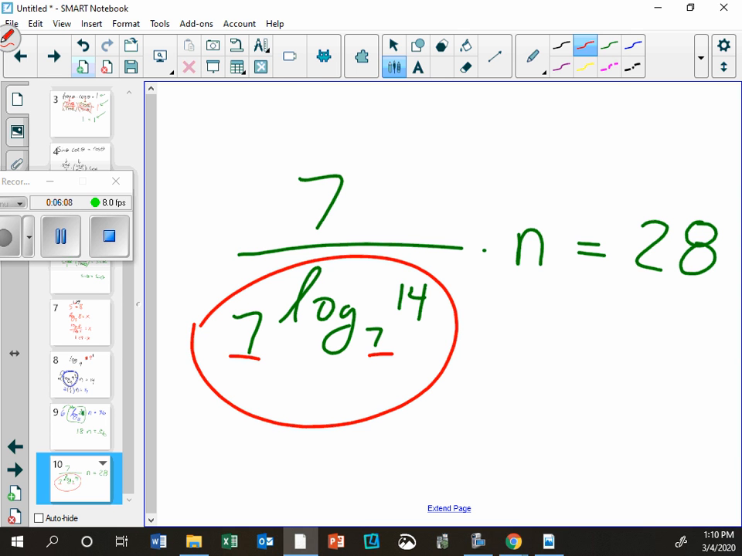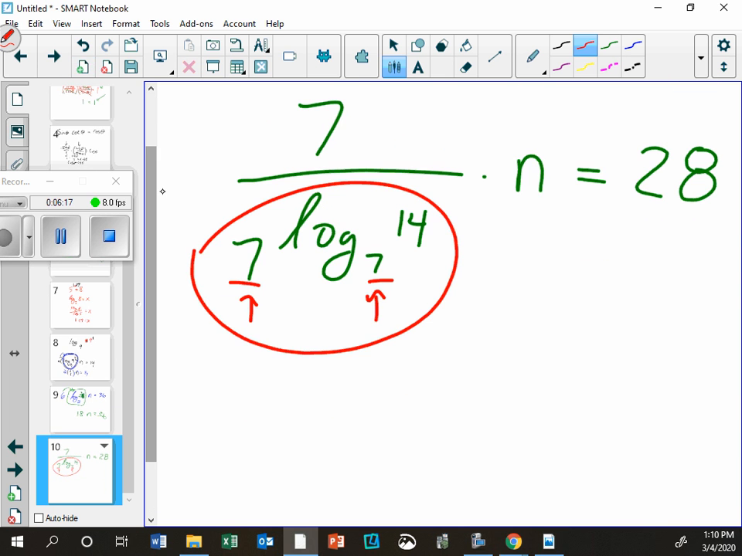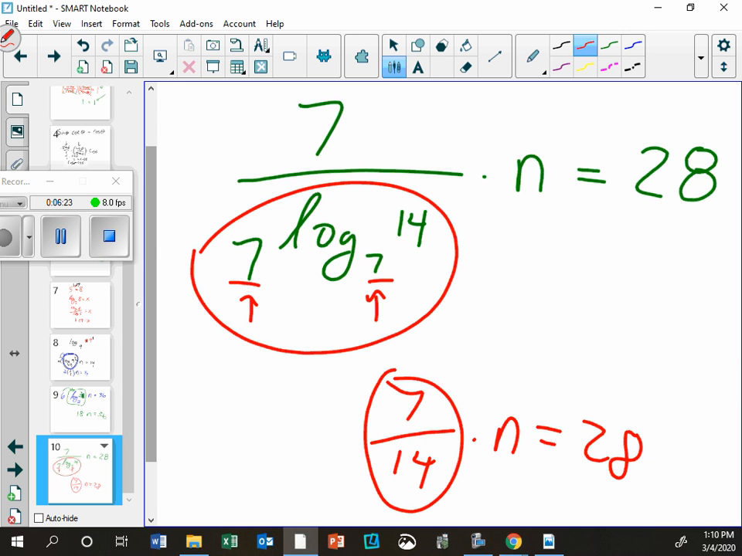Get used to looking for the bases are the same. Because if the bases are the same, the answer's already there. So that simplifies to 14. So now it's 7 over 14 times n equals 28. And do you get 7 over 14? Just simplifies to 1/2. So we times both sides by 2 when you're done. Poof.